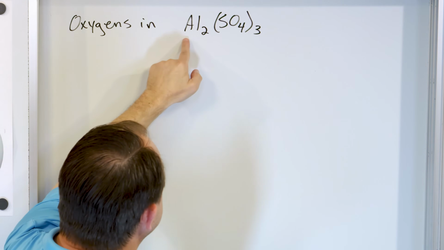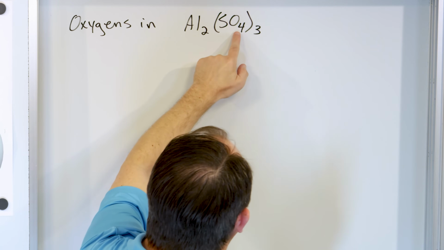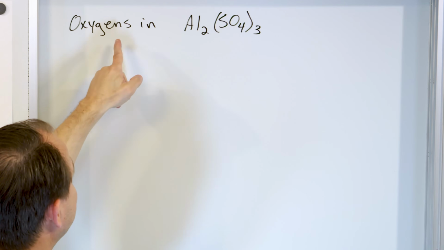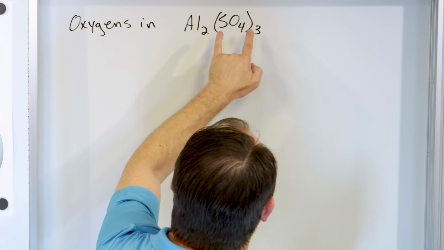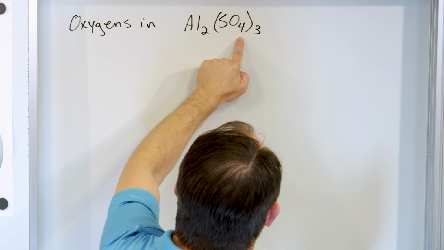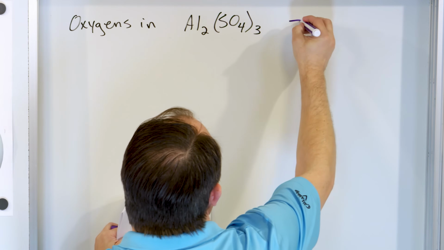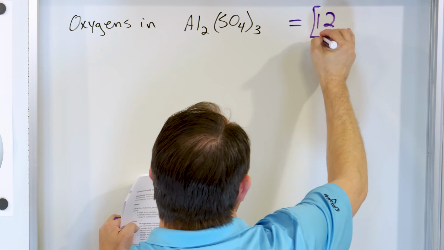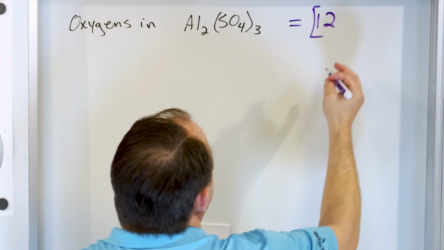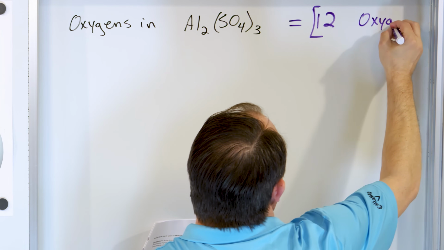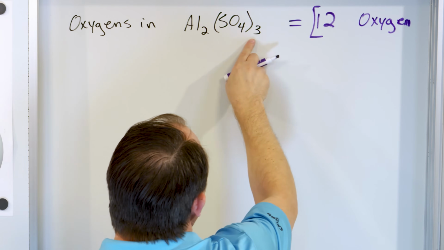So if there's 2 aluminums, and inside of this SO4, there's 1 sulfur and 4 oxygens, then how many total oxygens would there be? Well, if there's 3 of these entire units, and each unit has 4 of these oxygens, then you multiply 3 times 4 is 12. So you have 12 oxygens. All right, and that's all we want to talk about, oxygens. Right, so let's keep going. There's 2 aluminums in here. There's a total of 12 oxygens.